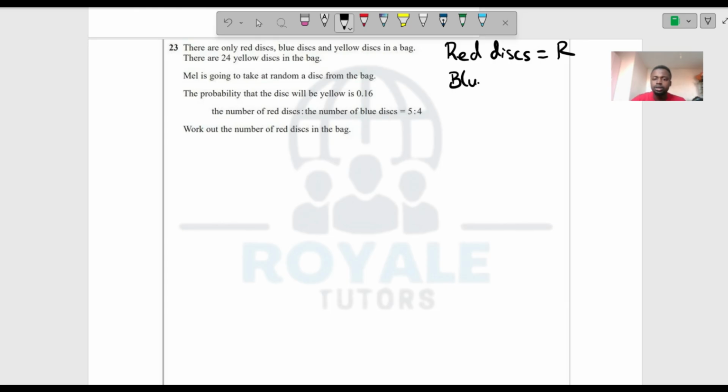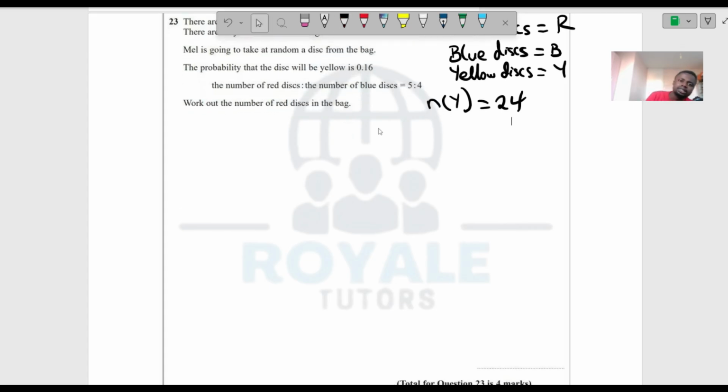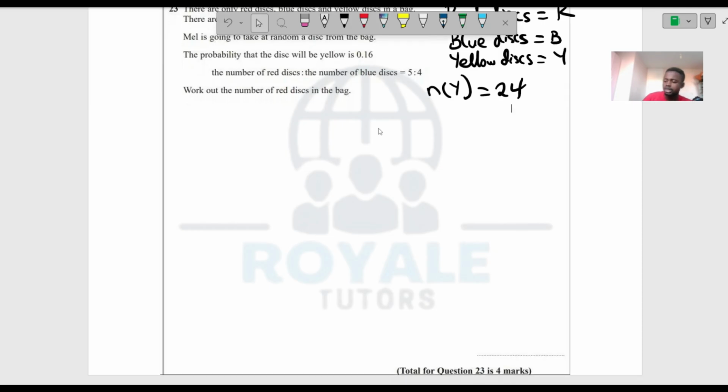Blue disc, we can call them B. And then yellow disc, we can call them yellow. Then Mel is going... okay, before that, he said there are 24 yellow discs. So the number of yellow discs, we have 24 of them. Mel is going to take a disc at random. The probability that this disc is yellow is 0.16.